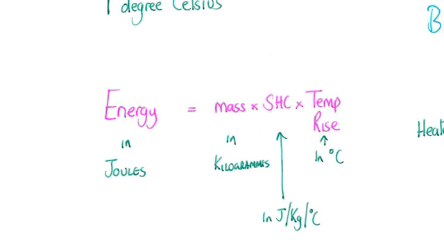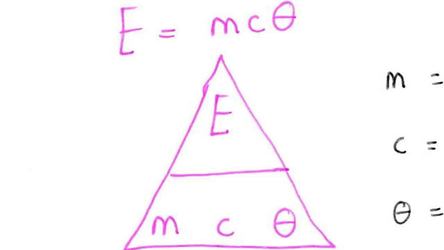And the temperature rise in degrees C. Make sure you do say it's temperature change, temperature rise, or temperature drop. It isn't the final temperature, it's the beginning temperature take away the final temperature, or the other way around. It's the temperature rise or change. That's what it looks like in a triangle.